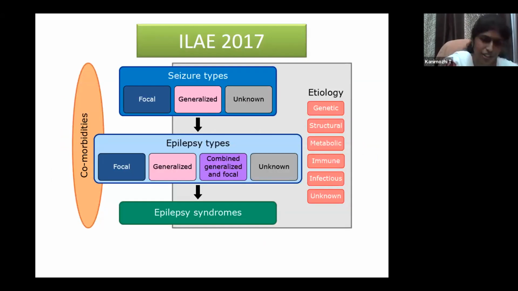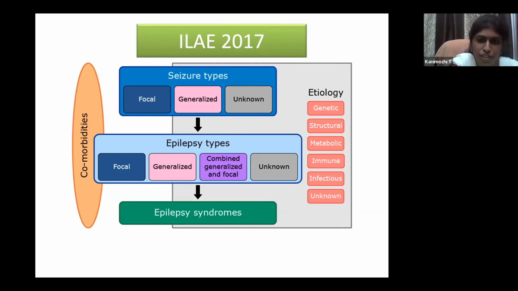So this is the new classification, which gives a multi-level classification. There are 4 components. Whenever they present to you with a seizure history, we first have to see what is the type of seizure, whether it is a focal seizure or a generalized seizure, or if not coming under both, we call it an unknown one. Then after that, you classify which type of epilepsy they come under, and then the epilepsy syndromes.